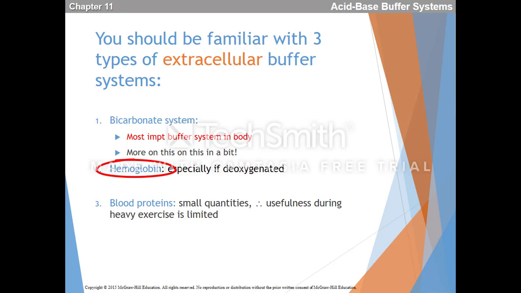So hemoglobin is a really great example of a multi-purpose molecule in the body.